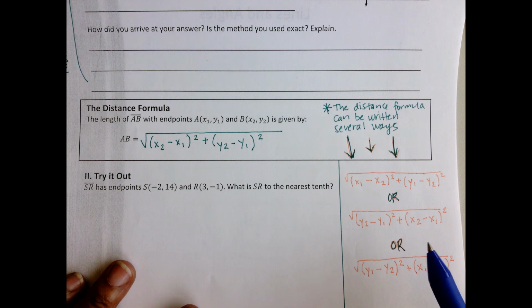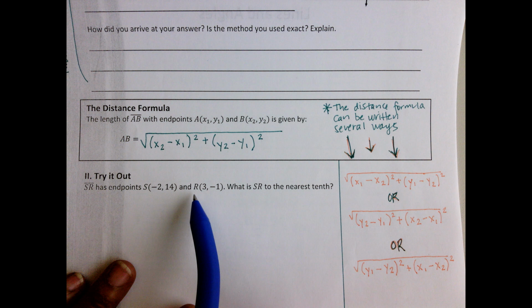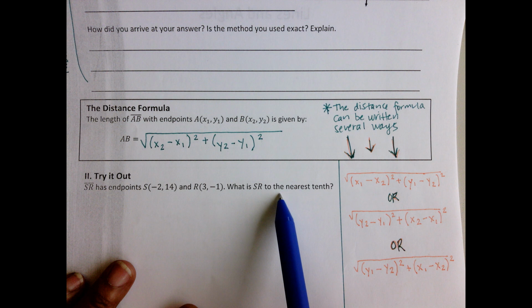Okay, what you're going to do is to try it out, and this is our try it out. All right, so you're going to figure out the distance between S and R using the distance formula. And you want to give us the answer to the nearest tenth. So know how to round.